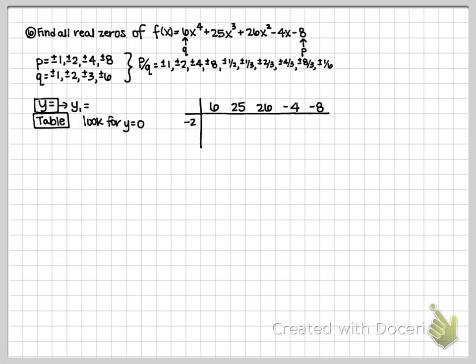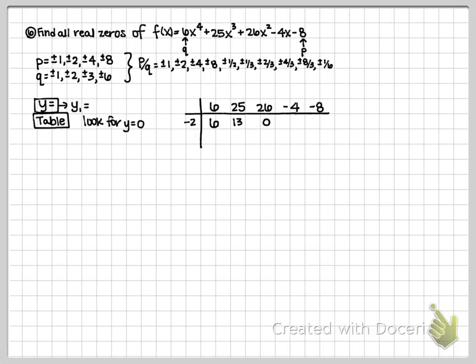And this is something that you have to do. It's not necessarily something you can grab out of your calculator other than the multiplication and the addition part. So I'm going to drop down the 6 and I'm going to multiply. So -2 times 6 is going to give me -12. -12 added is going to give me 13. -2 times 13 is going to give me -26. Added is going to give me 0.